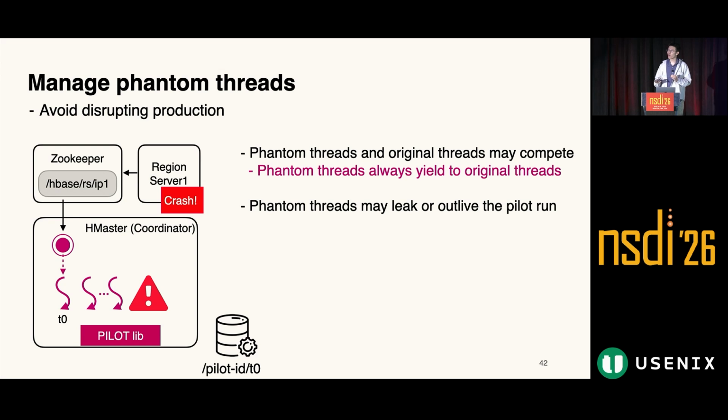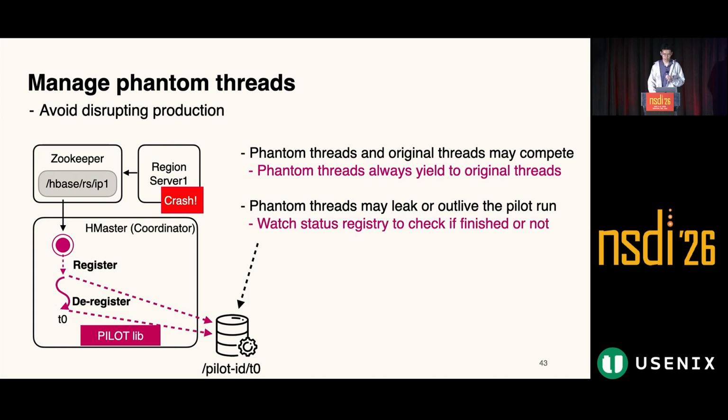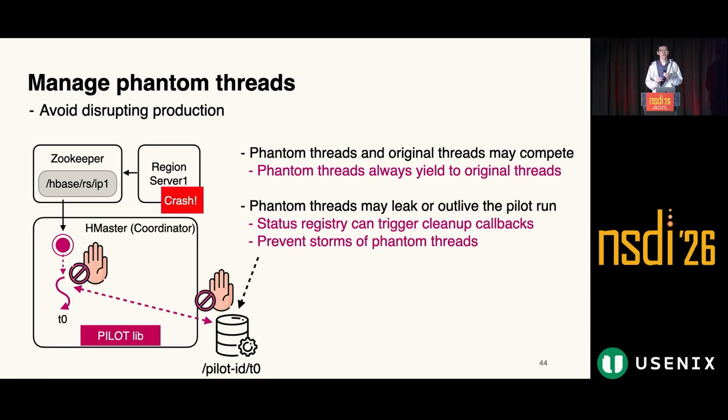Since phantom threads may be spawned across the entire system, we need to track and reclaim them to avoid resource leaks. We let each phantom thread register itself when started and deregister itself when finished to the status registry. When all the registered phantom threads are removed, the parallel execution is considered finished. If a parallel run times out or aborts, the parallel API will remove it from the status registry. This will trigger the cleanup callbacks on each node, which will stop and reclaim all the corresponding phantom threads.